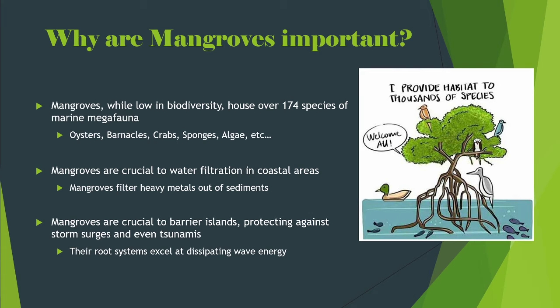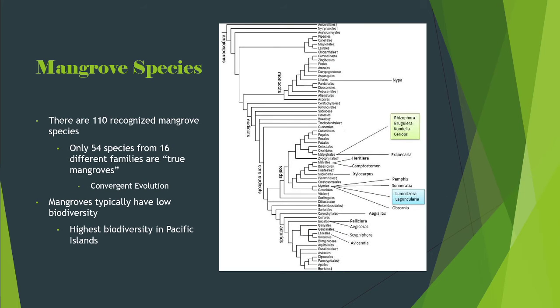Mangroves are also crucial to the barrier islands, protecting against storm surges, tsunamis, cyclones, a lot of different natural disasters. They don't exactly help the flooding, however, their root systems excel at dissipating wave energy, which is why they're very crucial to those barrier islands that typically protect inland coastal areas.